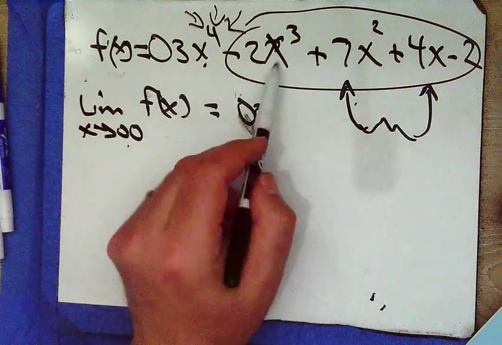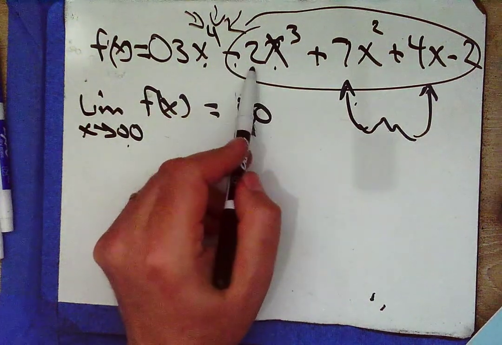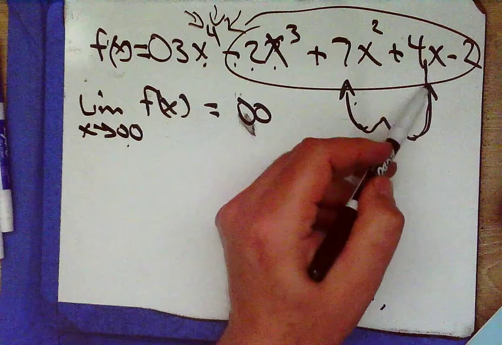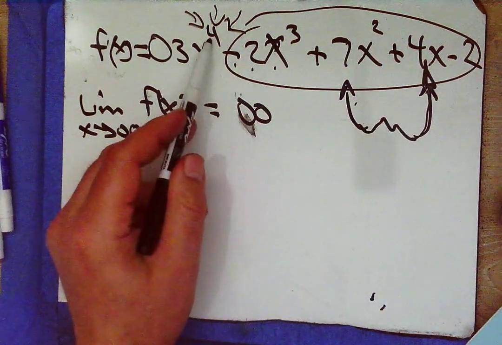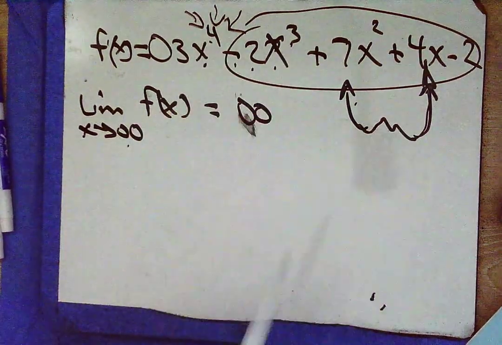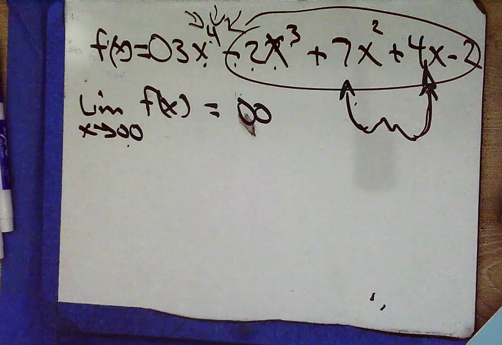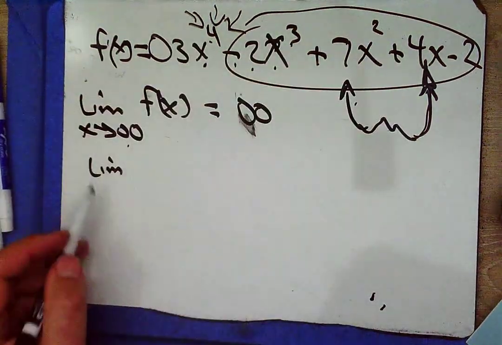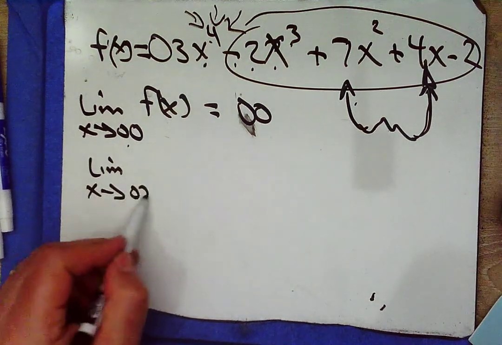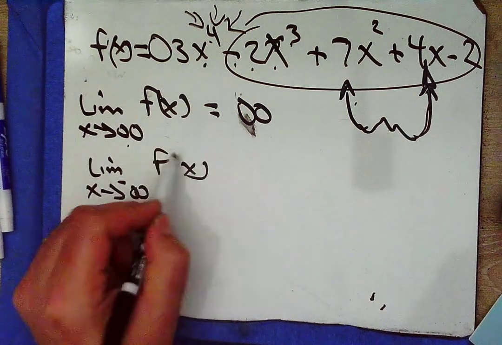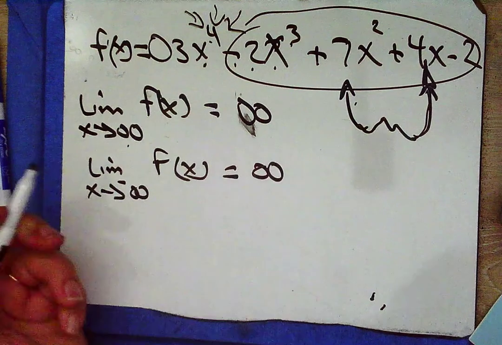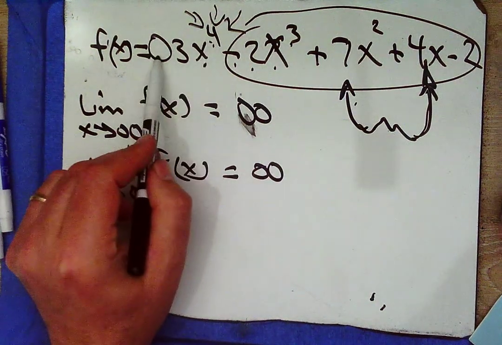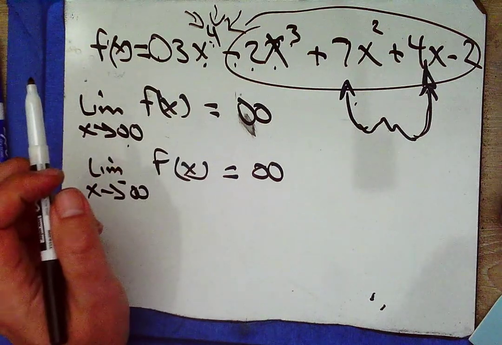This other term can complain all it wants and say, no, let's go down. 3x to the fourth is going to say, we're going up, because this function grows so much faster than this one. So what I'm getting at here is that with any polynomial I can know the limit as x heads to infinity or negative infinity just by knowing the degree and whether the leading coefficient is positive or negative.